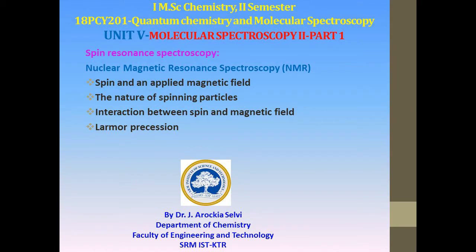Hello students, I have shared a few slides related to your 5th unit, molecular spectroscopy 2, the spin resonance spectroscopy, under which nuclear magnetic resonance spectroscopy is dealt with. It is dealt with in two parts: the spin and an applied magnetic field, the nature of the spinning particles in the first part, and the interaction between the spin, magnetic field and the Larmor precession will be dealt with in the second part.